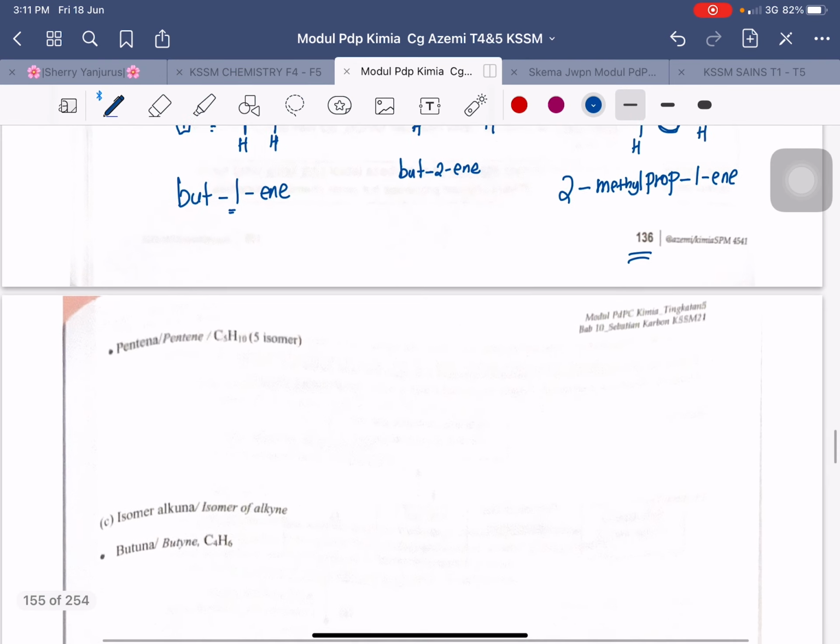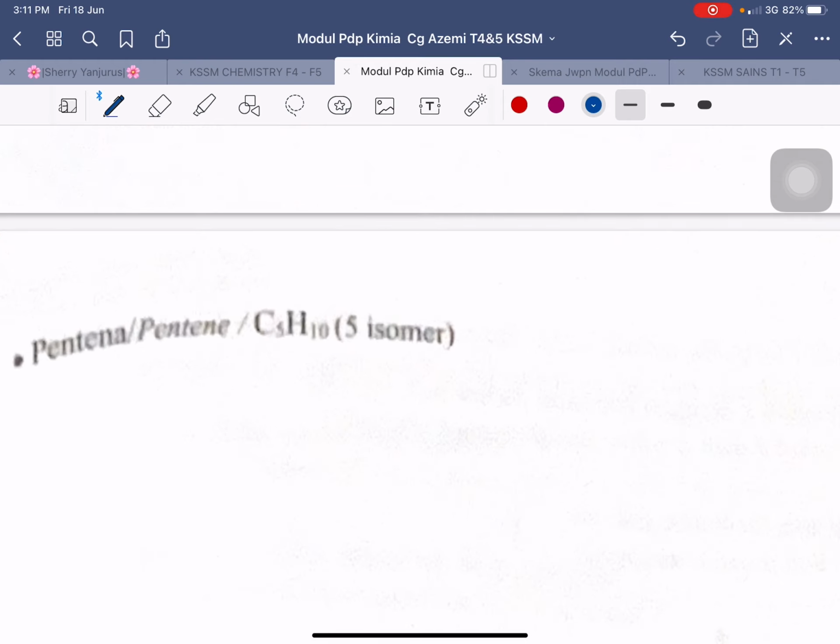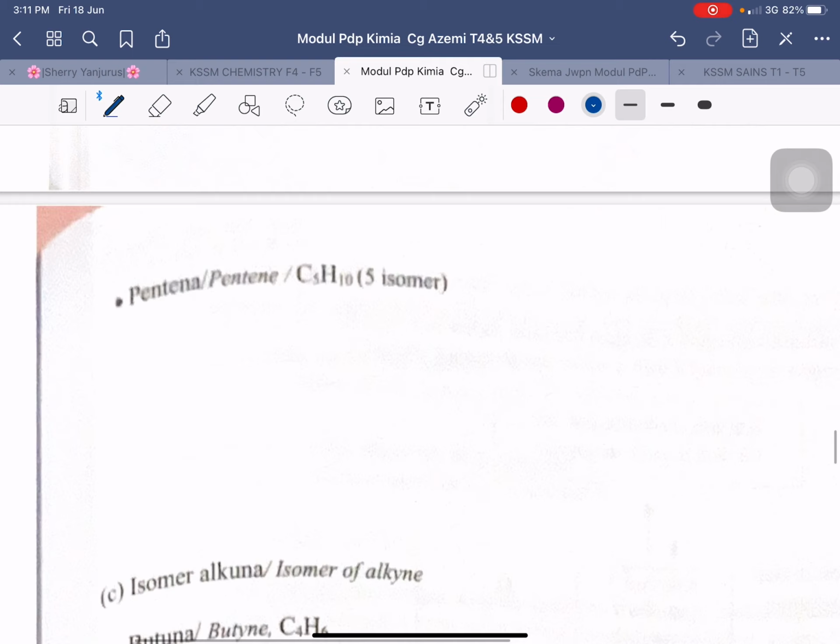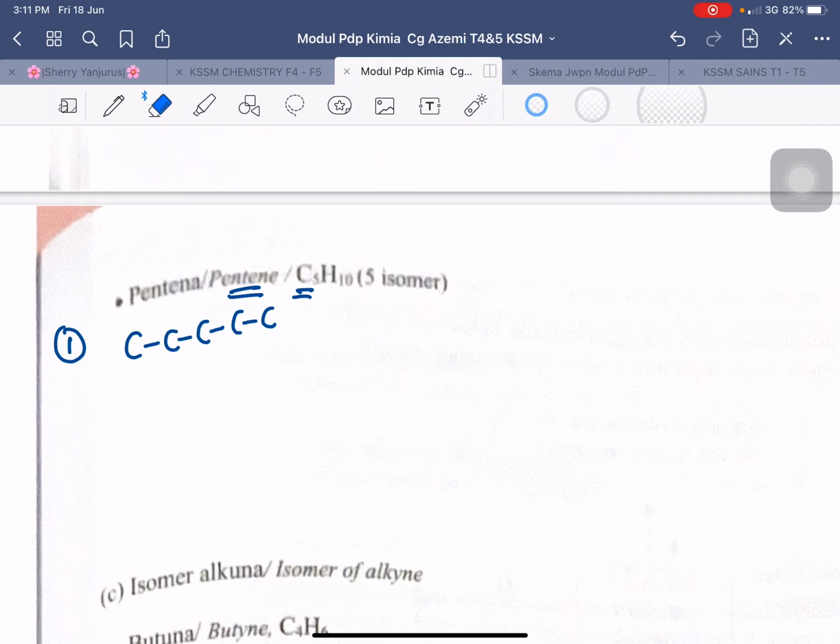Okay, let's go to the next one. 5 isomer for pentene. We draw the first one. The first one macam biasa mesti bermula dari yang straight chain. So the first one 1, 2, 3, 4, 5. 5 carbon. And then this is pentene. So mesti ada double bond. Bagilah dia double bond. Ingat double bond mesti lowest number. So di sinilah. So this is the first one.